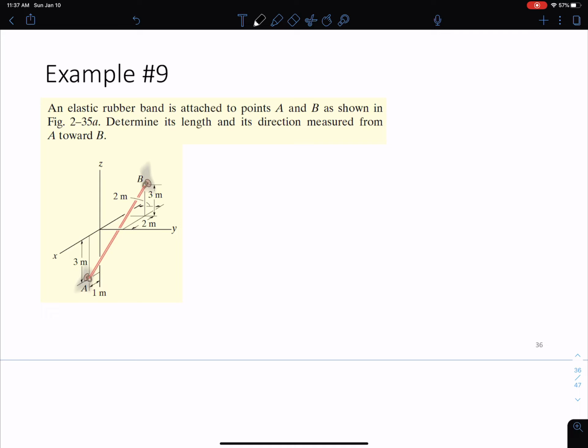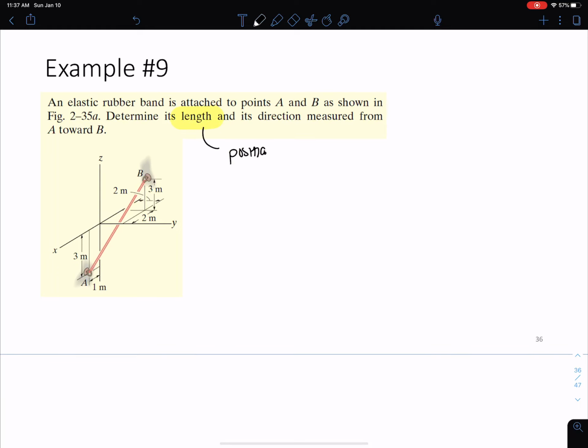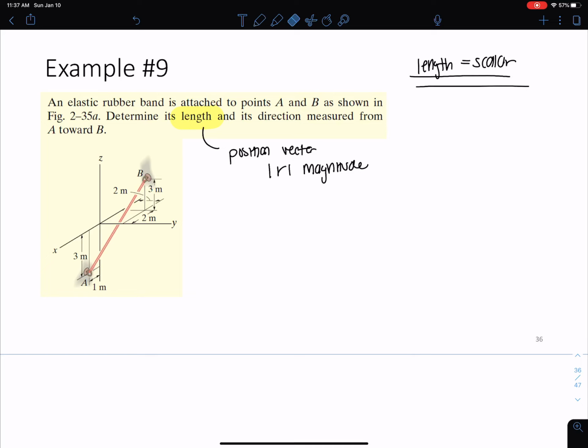So the first thing we want to do, let's read what's happening. We have an elastic rubber band attached to points A and B, and we want to know the length and direction measured from A towards B. So whenever we want the length here, if you want to measure length, you always want to get the position vector and then take the magnitude. Because remember, length is a scalar, right? We don't care about direction. We just want to get the length. It doesn't matter if we're measuring B to A or A to B, it's the same length. So that's why we take only the magnitude of the position vector.